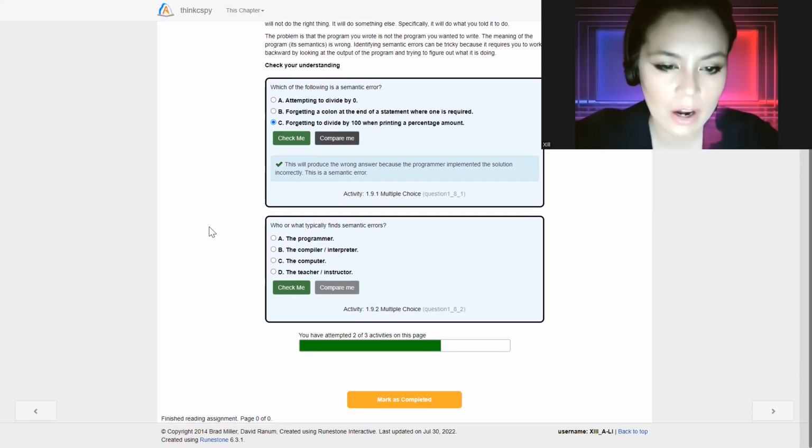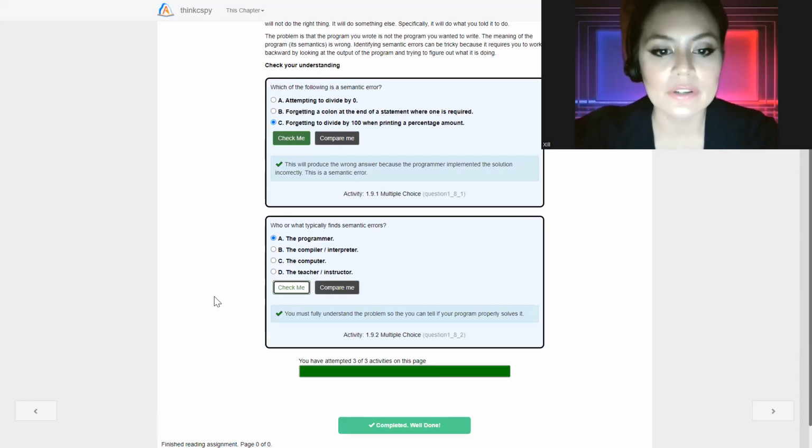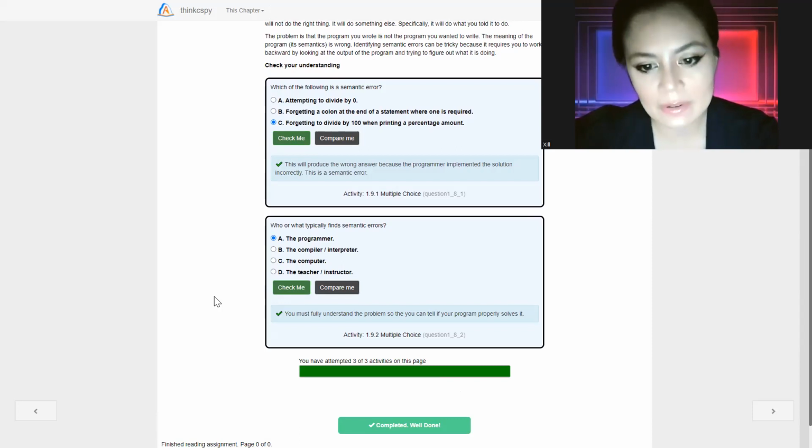Who or what finds semantic errors? A, the programmer, B, the compiler or interpreter, C, the computer, or D, the teacher or instructor. So in this case, you would have to double check on your own work as a programmer. You must fully understand the problem so that you can tell if your program properly solves it.